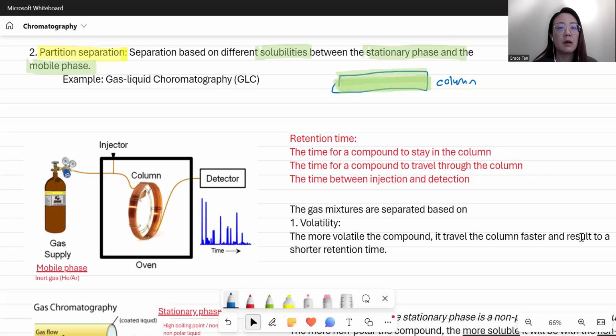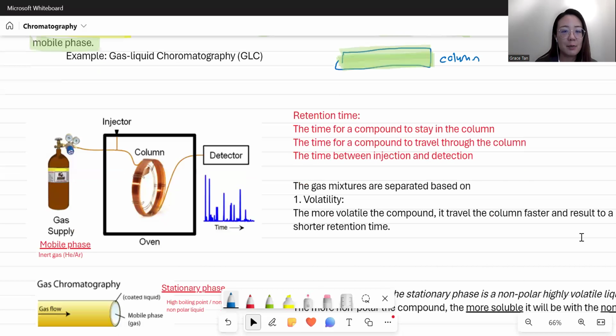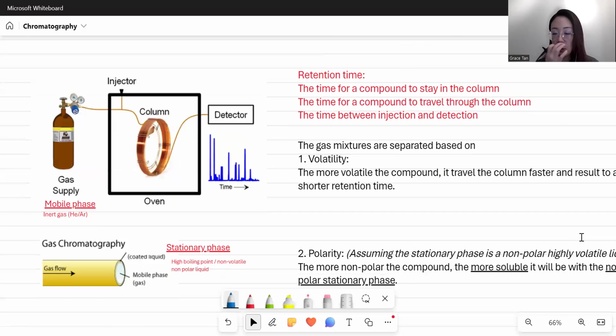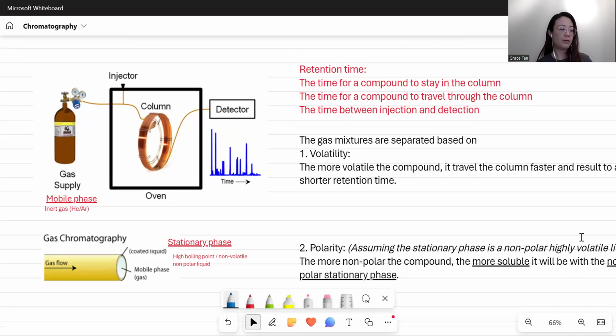First thing, mobile phase and stationary phase, you have to know these also. Let's look at this picture here. Same thing with the same backbone. Part A, I need you to tell me what is the stationary and the mobile phase. The mobile phase here is an inert gas. They will carry, flush or blow through, and push all your samples, the mixture, to separate them.